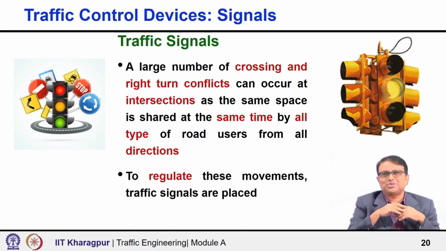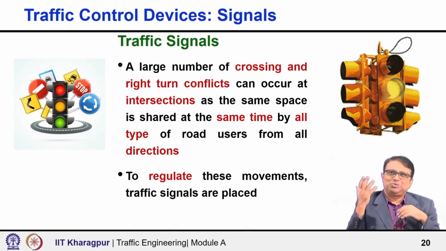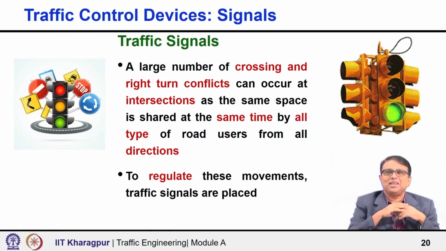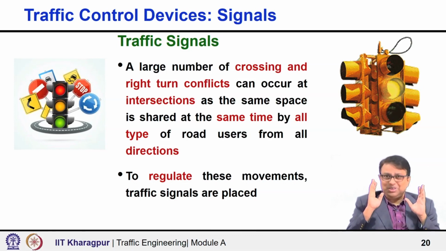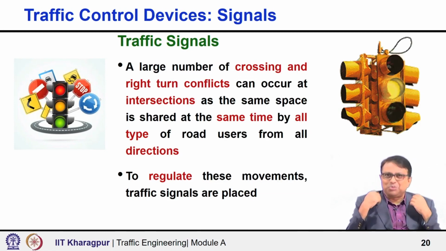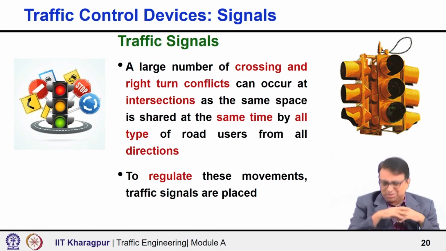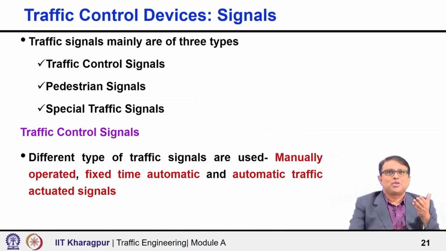Three colors are normally used: green, amber and red. Often all of you use these traffic signals, and we shall discuss a lot about how to install signals, what the warrants are, and how to design traffic signals. There will be multiple lectures on traffic signals, but this is also a very valuable and important traffic control device.